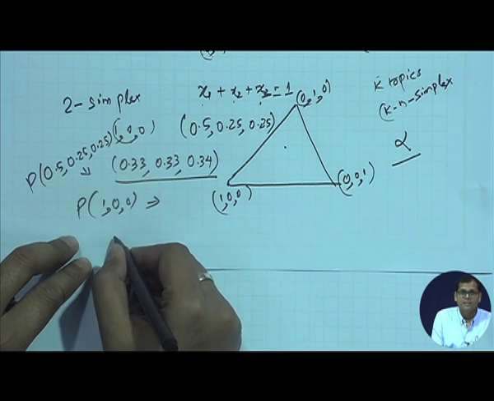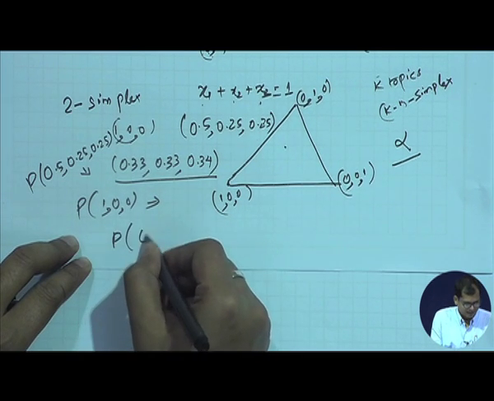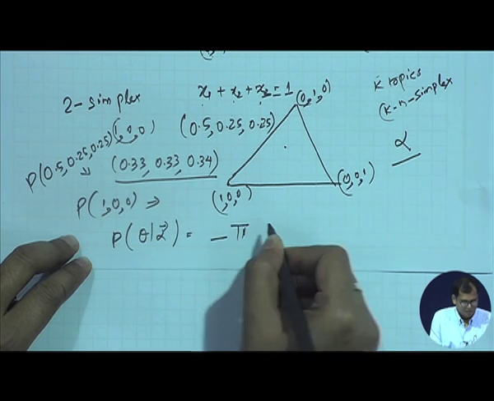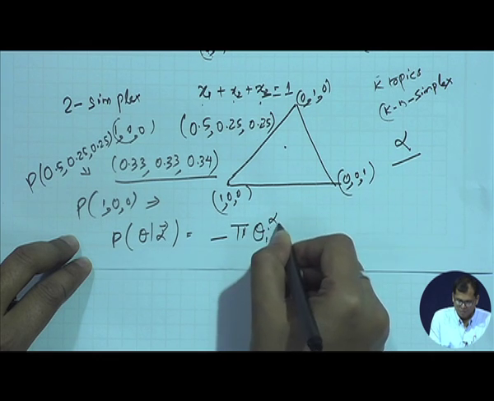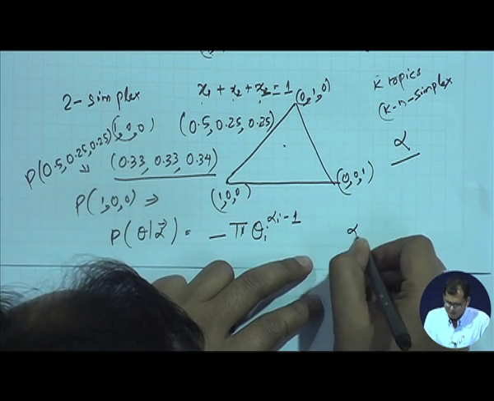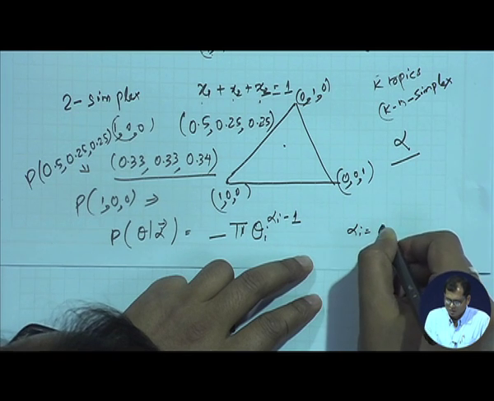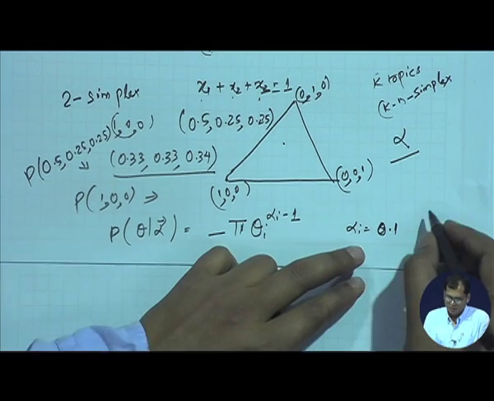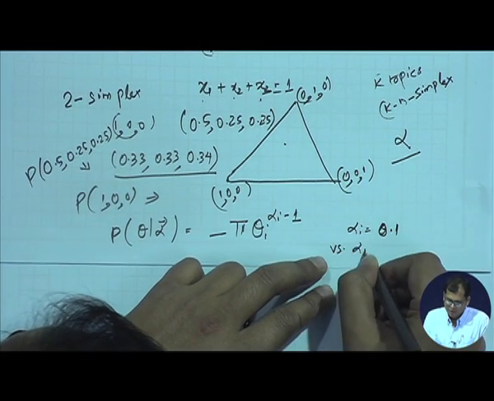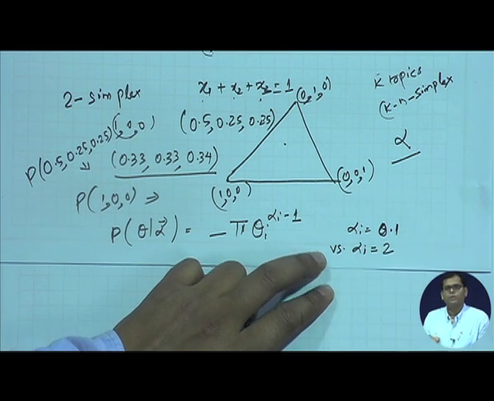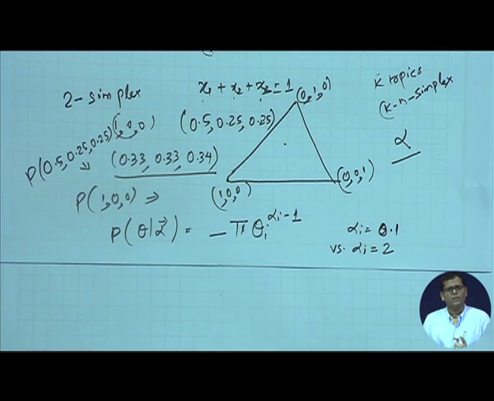So the probability of theta given alpha is the multiplication over i of theta_i to the power alpha_i minus 1. Let's try to understand that. Suppose my alpha_i is, say, 0.1 versus alpha_i equal to, say, 2. What would happen in the two cases?